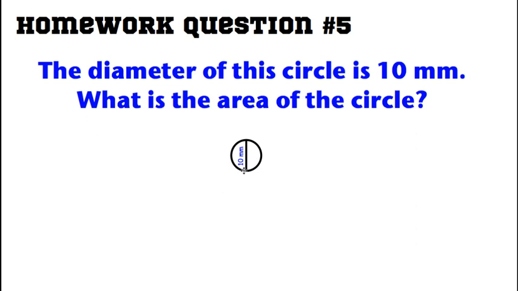Homework question number 5, a little bit different. This one gives you the diameter. This is going to be a multi-step problem. You're going to need to use the diameter to find the radius to solve the area of this circle. So the question is, the diameter of the circle is 10 millimeters. What is the area of the circle?